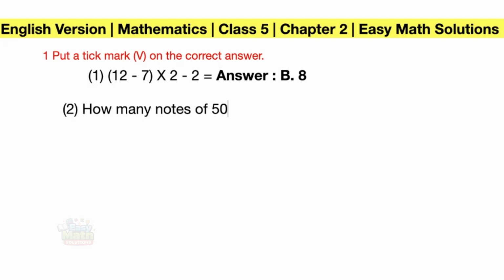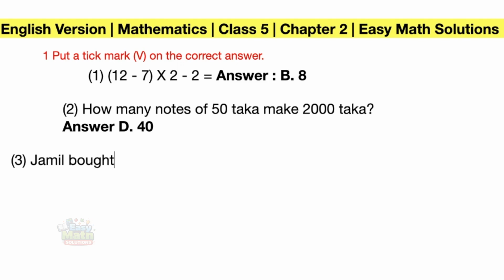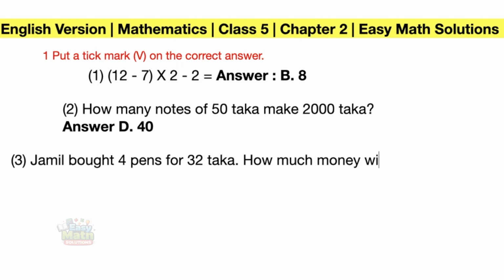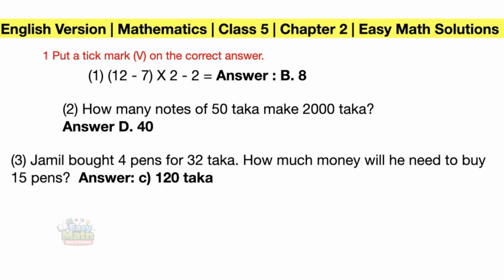Number 2. How many notes of 50 taka make 2000 taka? Answer D, 40 notes. Number 3. Jamil bought 4 pens for 32 taka. How much money will be needed to buy 15 pens? Answer C, 120 taka.